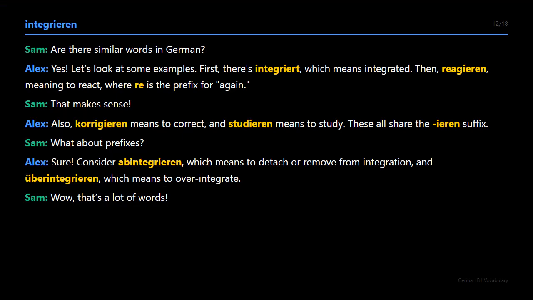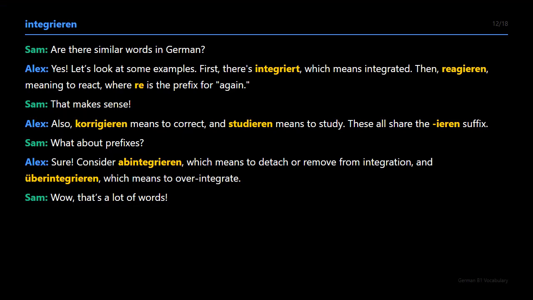Consider Abintegrieren, which means to detach or remove from integration, and Überintegrieren, which means to overintegrate. Wow, that's a lot of words.